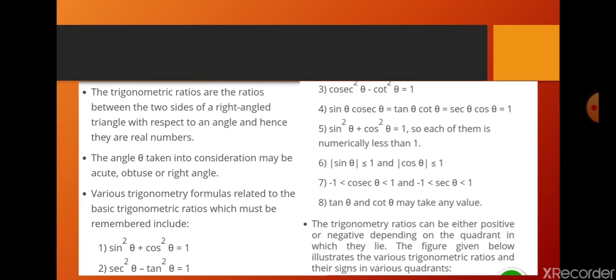Eighth one, tan theta and cot theta may take any real values. The trigonometric ratios can be either positive or negative depending on the quadrant in which they lie.